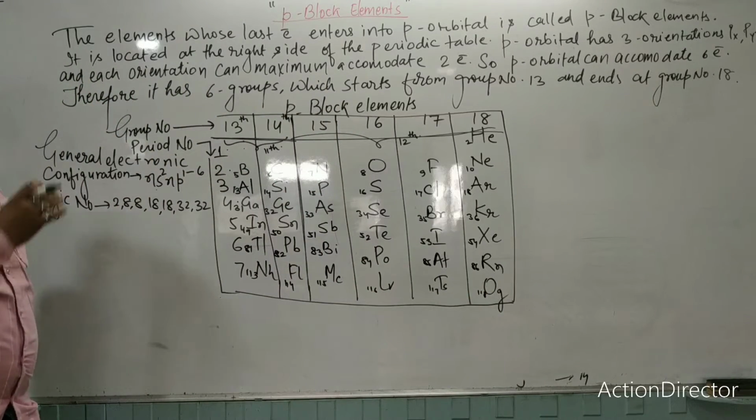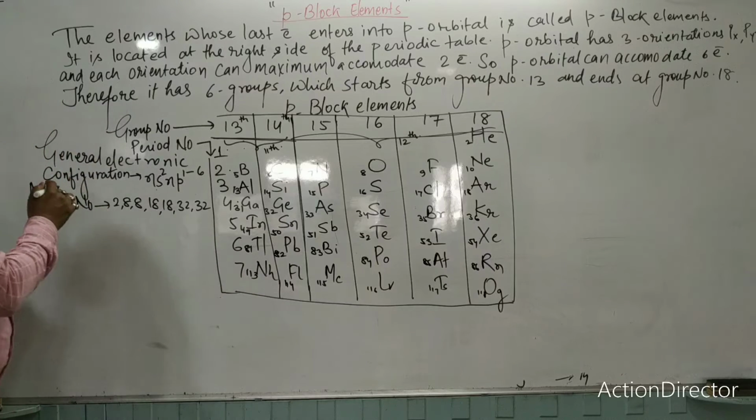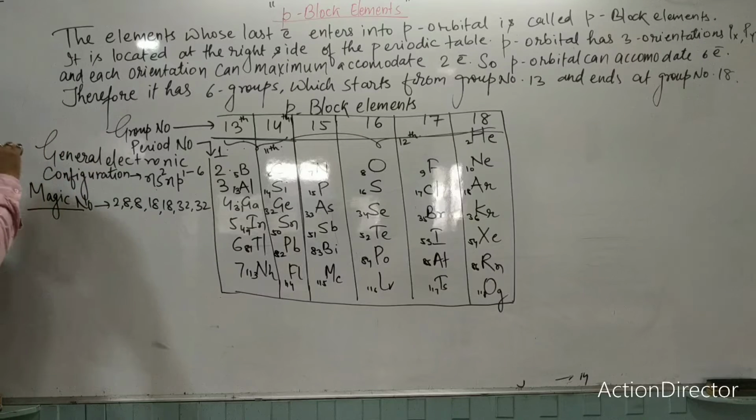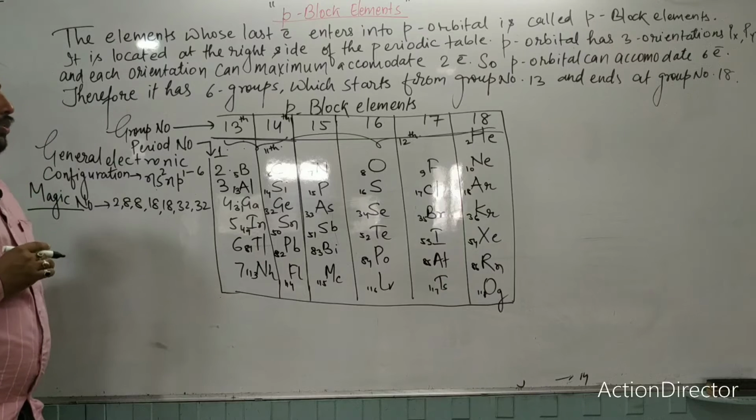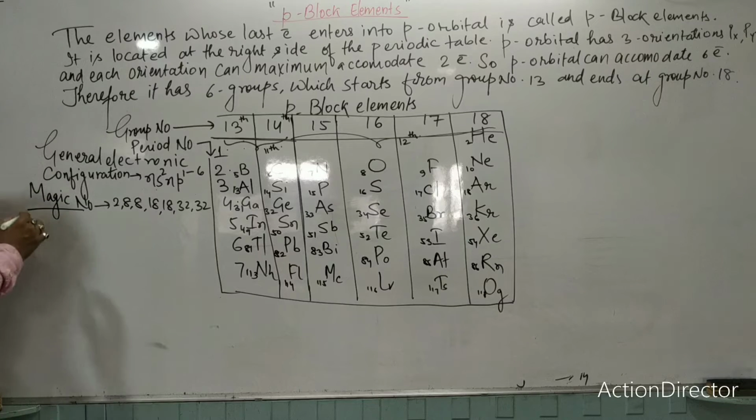The general concept which you have to remember about atomic numbers is the magic number 2, 8, 8, 18, 18, 32, 32. Now atomic radius.